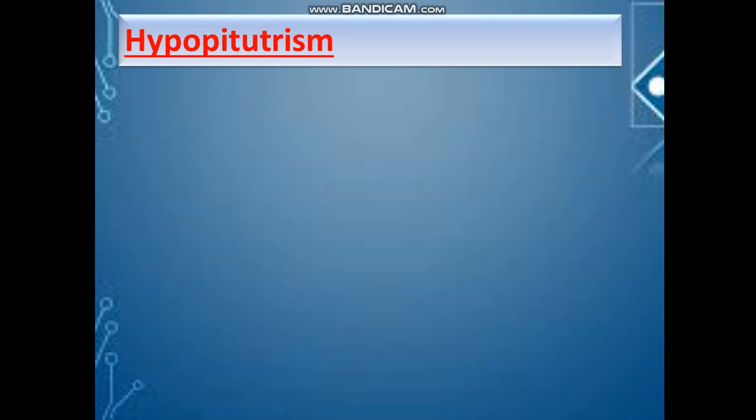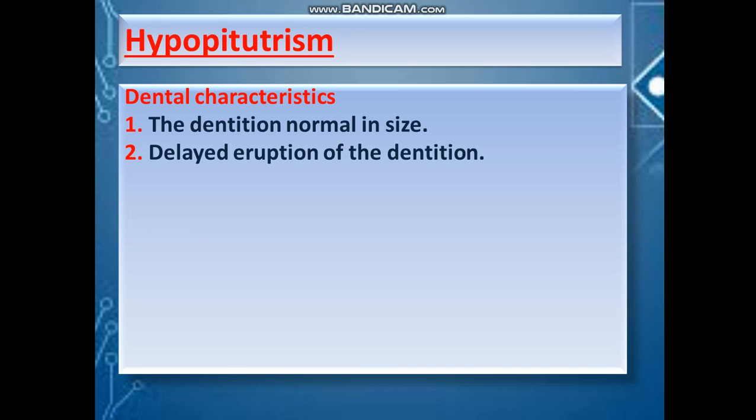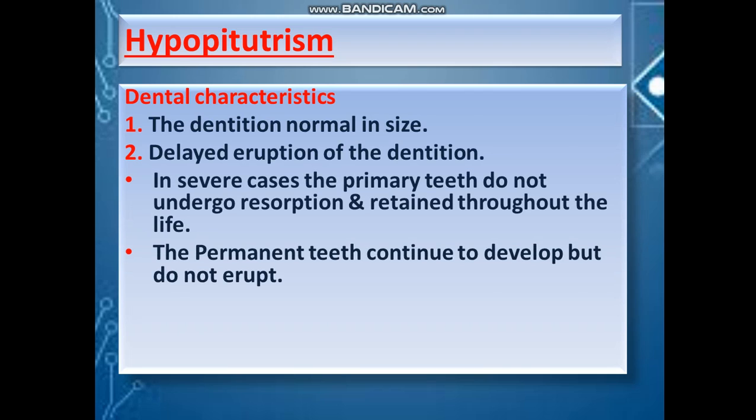Dental characteristic findings. The dentition is essentially normal in size, but there is a delay in the eruption of the dentition. In severe cases of hypopituitarism, the primary teeth don't undergo resorption at all, but instead may be retained throughout the life of the person. The underlying permanent teeth continue to develop but do not erupt. Extraction of the deciduous teeth is not indicated because the eruption of permanent teeth cannot be ensured. It is better not to extract the primary teeth because we can't guarantee the eruption of the permanent teeth.